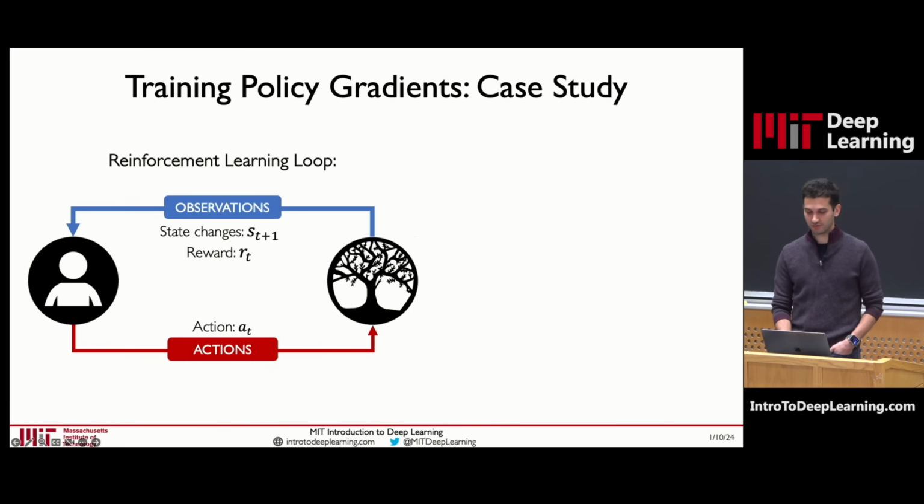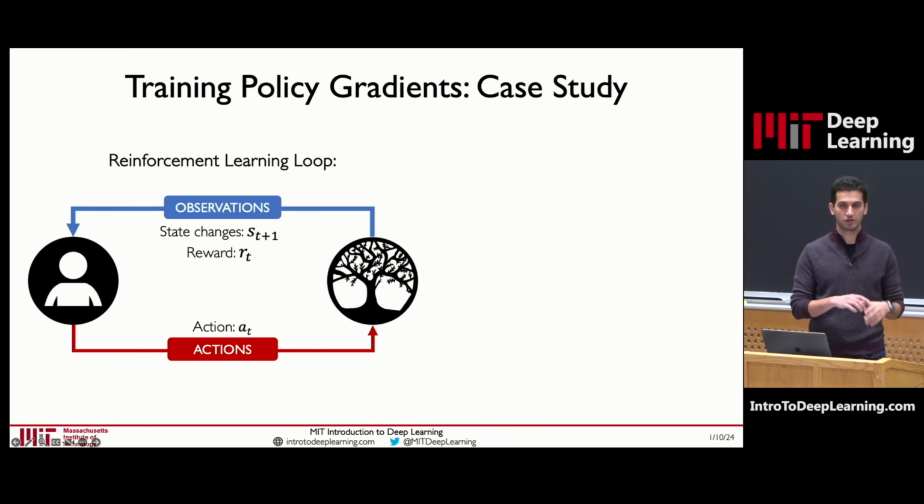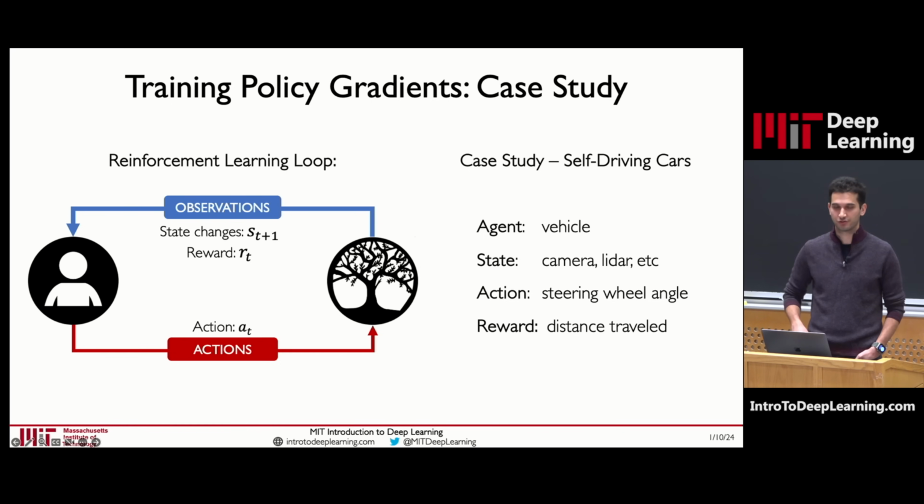Okay, so let's now look at how policy gradients could be applied in a concrete example. Let's revisit the RL terminology learning loop that we looked at earlier in the lecture, and think of how we could train this use case. Let's imagine we want to train a self-driving car using the policy gradient algorithm. The agent here is the car, the vehicle itself. The environment is the world in which the vehicle drives. The states are all of the sensory information that the vehicle sees, coming from the cameras, the LiDARs, the radars, etc.